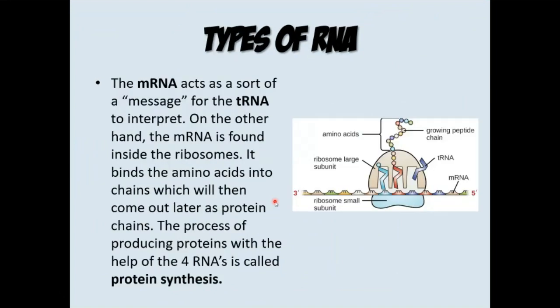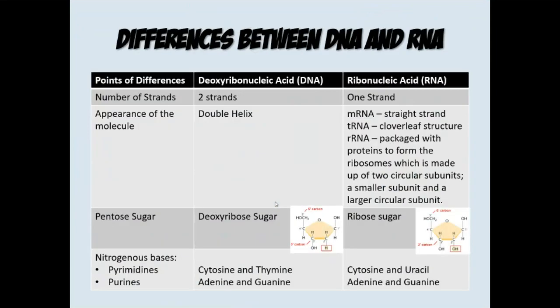And then, in terms of types ng RNA, the mRNA or messenger RNA acts as a sort of message for the transfer ribonucleic acid to interpret. On the other hand, the rRNA is found inside the ribosomes. It binds the amino acids into chains which will then come out later as protein chains. The process of producing proteins with the help of the 3 RNAs is called protein synthesis. Ito yung differences ng DNA at RNA. Yung number of strands sa DNA is 2 strands, and then sa RNA naman is 1 strand only.